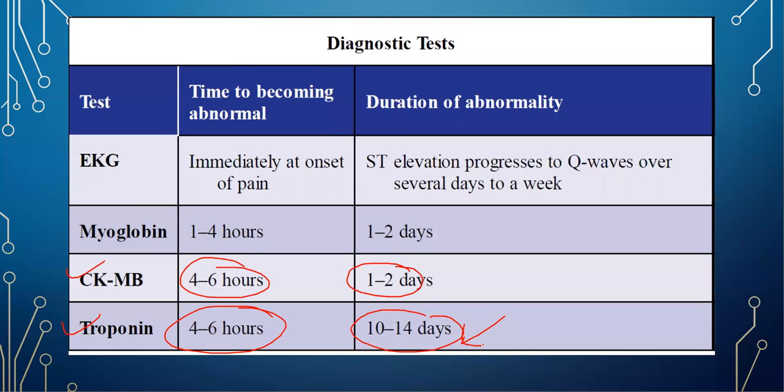Now let's say you have got a patient with myocardial infarction. You have treated the patient. Okay, now 7 days after that episode, the patient again starts to have chest pain. What investigations are you going to do now? CKMB or troponin? Guys? CKMB, because troponin can be elevated for at least 2 weeks.